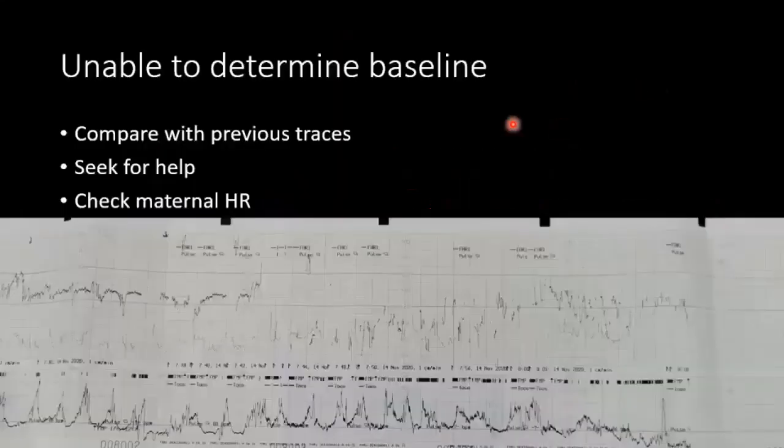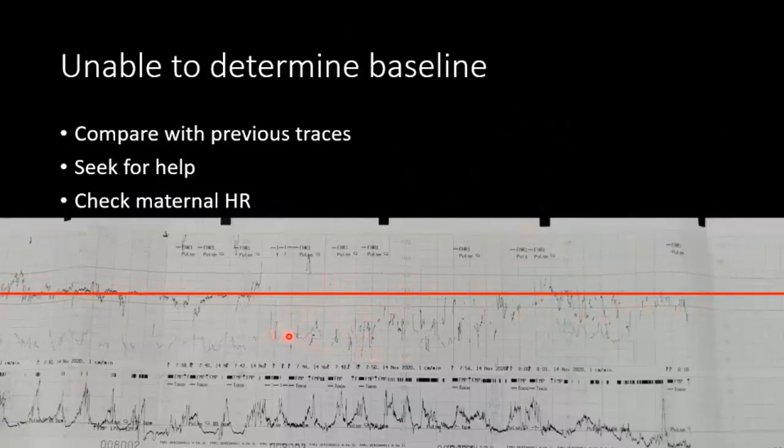How about this CTG? You cannot read the baseline, you don't know where the baseline is, and don't know how to interpret it. The tip is to compare with the previous traces. So this is how you compare. You can see from here, the baseline is around 130, and then until here it suddenly disappeared. So you don't know where the baseline is. So the baseline is probably around here, 80 beats per minute.